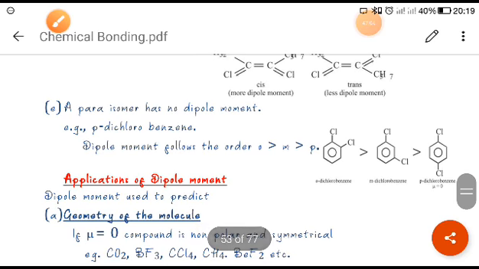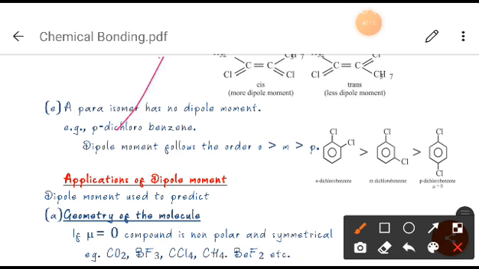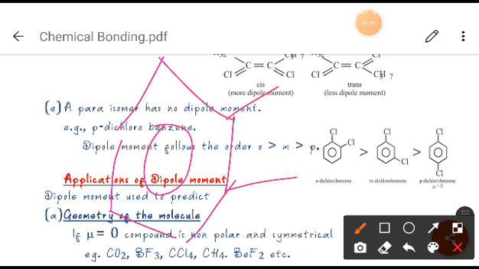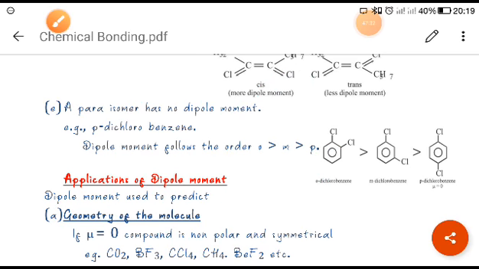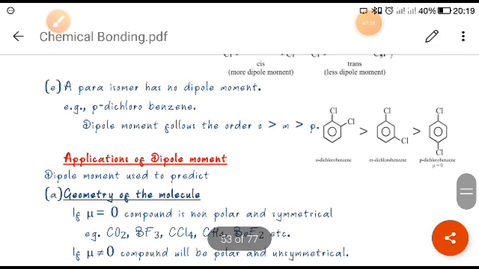Now next is the last one. A para isomer has no dipole moment. When there is a para isomer, at that time there will be no dipole moment. Para, you know, right? If this is a benzene ring, this is the ortho position, this is the para position, this is the meta position. Again ortho, para, meta. So if there is a para position, the para isomer will have no dipole moment.